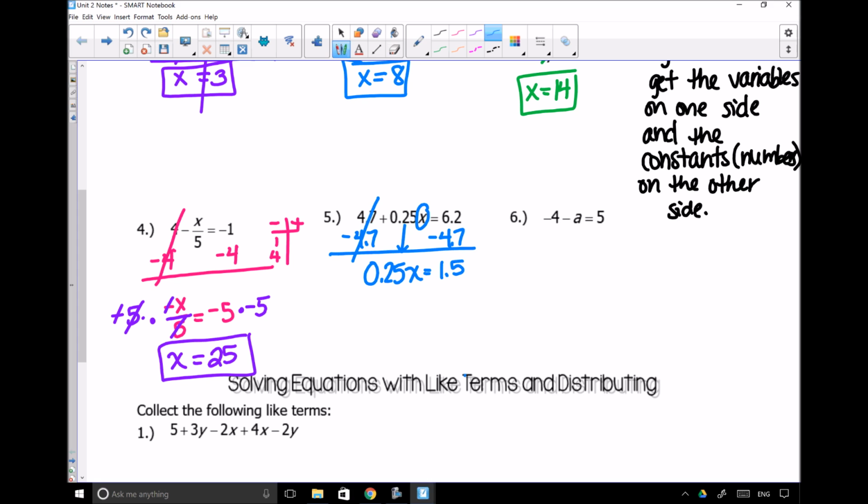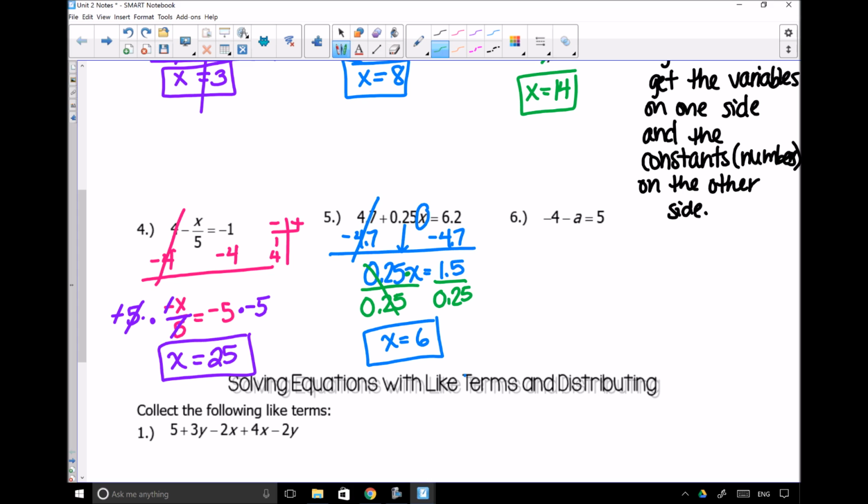So then what do I need to do right here? Well, since this right here is multiplication, I want to get rid of it. Well, what's the opposite of multiplication? It's division. So I'm going to divide both sides by 0.25. Okay, and when I type that into my calculator, I'll end up getting x equals 6. Okay, all right, let's take a look at our last example.